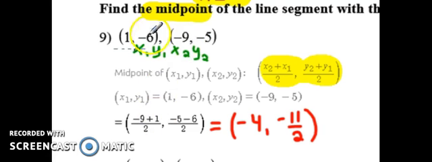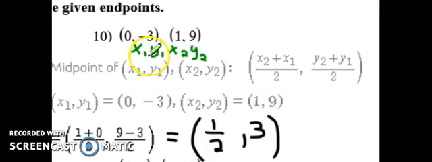negative 9 plus 1 divided by 2. So that gives me negative 8. Negative 8 divided by 2, that's how I got negative 4. I'm going to take my y's. Negative 5 minus negative 6 divided by 2. So I got negative 11 halves. Improper fractions are fine.